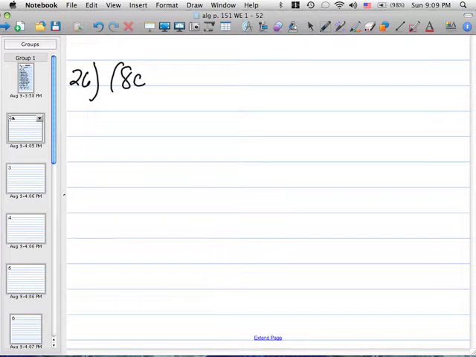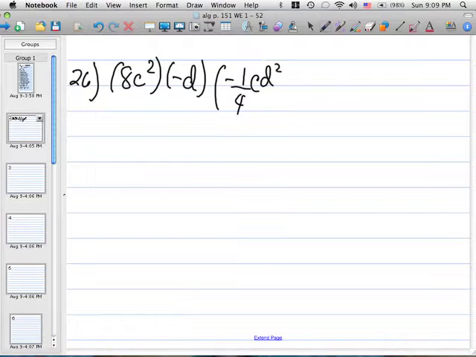Problem number 26, 8c squared times a negative d times negative 1/4, use 2 lines, c, d squared. Negative times negative is positive. 4 goes into 4 once and into 8 twice. 2 times 1 is 2.